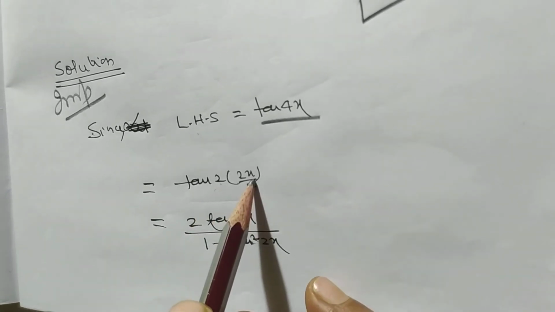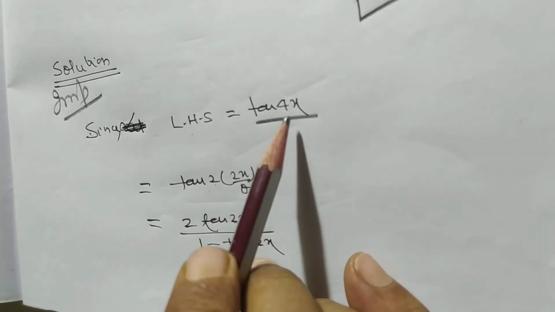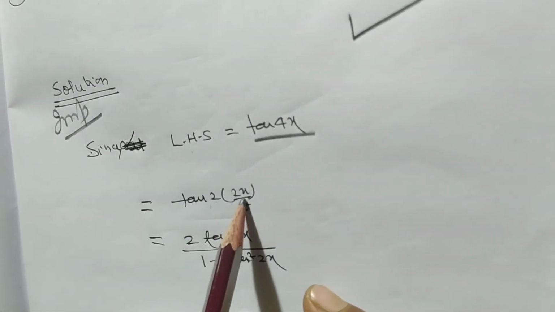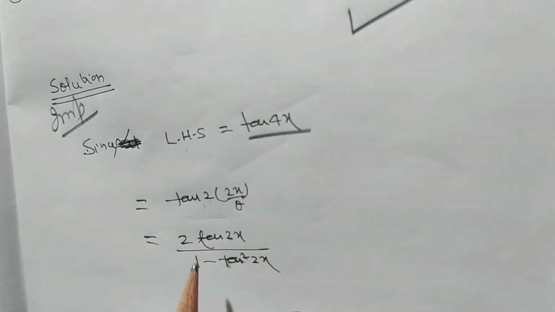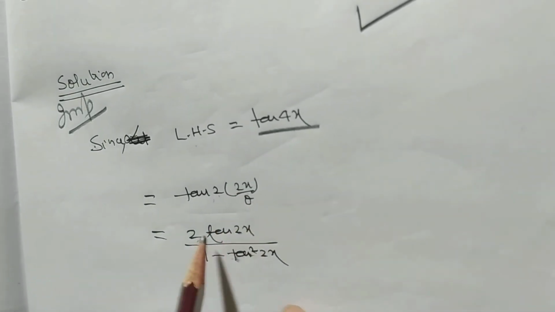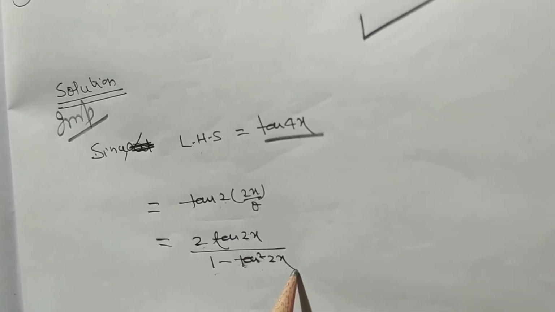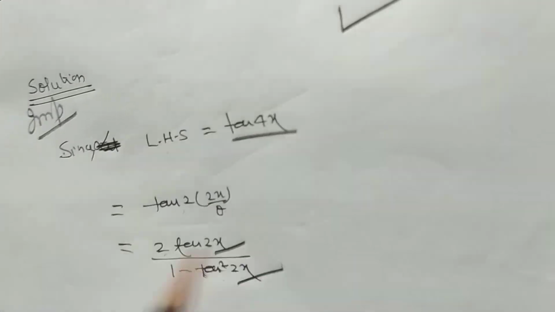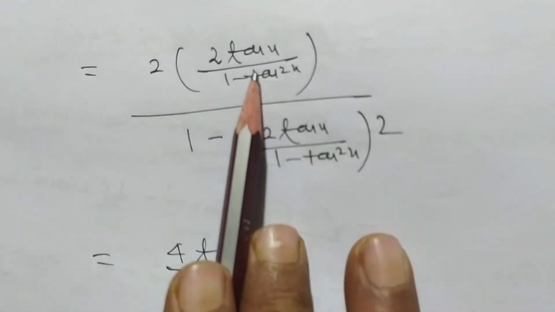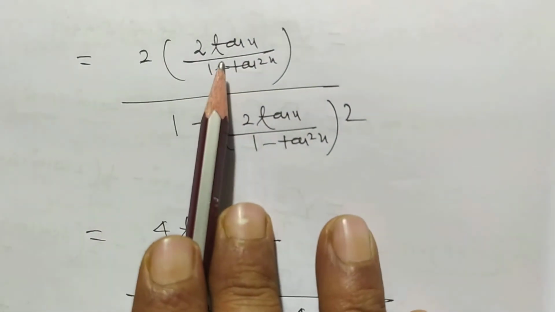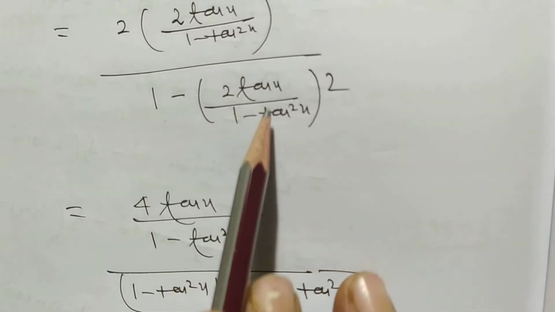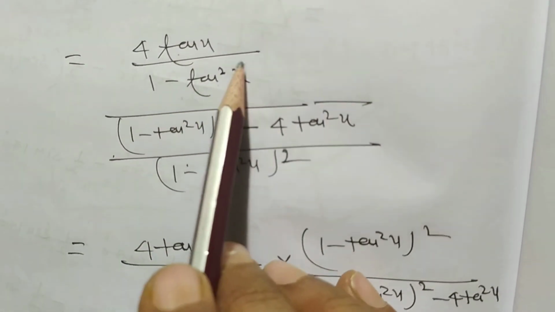Tan 2 into 2x we write. Instead of 4x, you can write tan 2 into 2x. Consider 2x is equal to theta. So it is on the formula 2 tan theta by 1 minus tan square theta. And theta is 2x, so write here 2x. Now again we put the formula of tan 2x. So 2 into 2 tan x by 1 minus tan square x, divided by 1 minus 2 tan x by 1 minus tan square x whole square. That is 4 tan x by 1 minus tan square x.